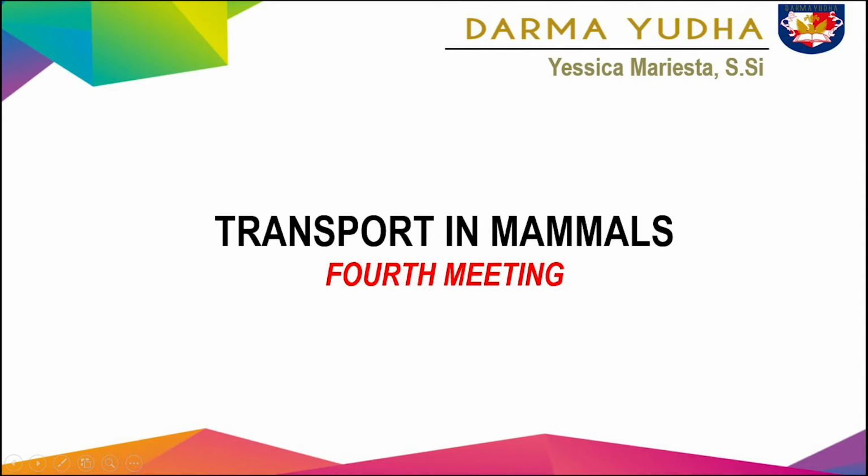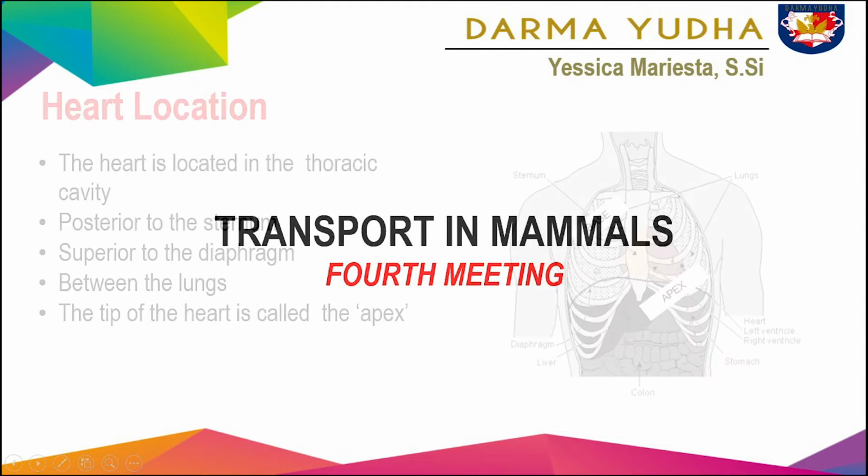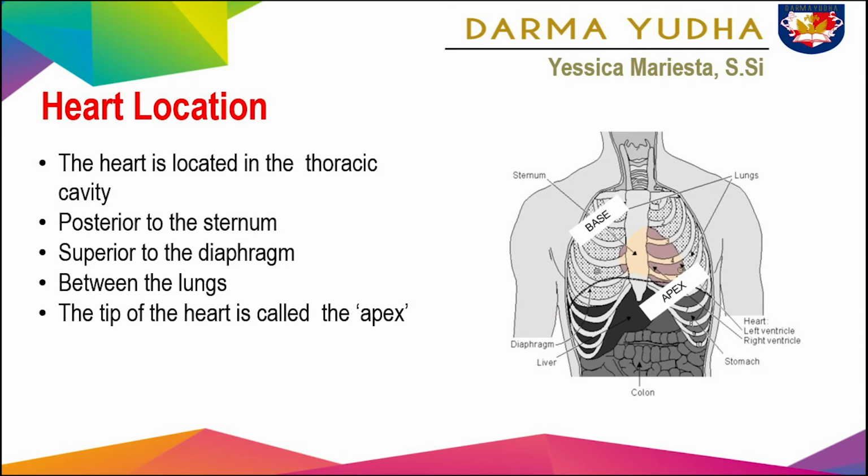Since last week we have learned about hemoglobin, so today we are going to learn about the heart. The heart of an adult human has a mass of around 300 grams and is about the size of your fist. It is a bag made of muscles and filled with blood. The heart is located in the thoracic cavity, posterior to the sternum, superior to the diaphragm, and between the lungs. The tip of the heart is called the apex.